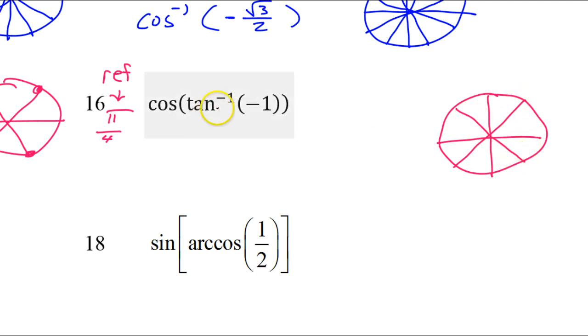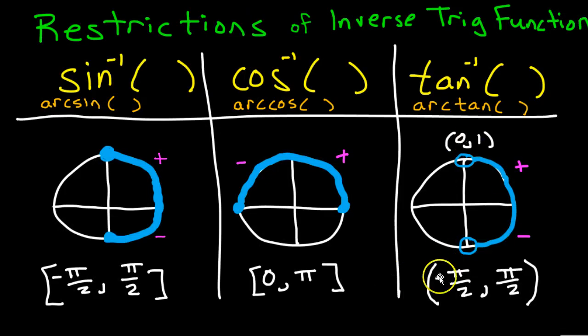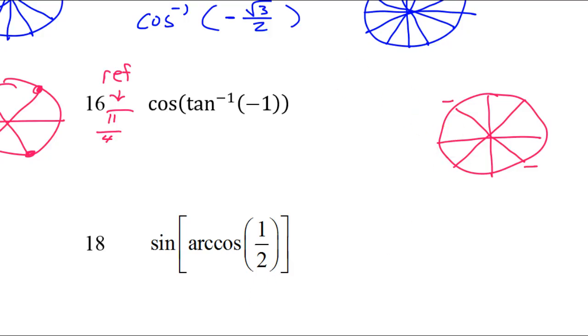Okay, tangent is positive here and here, negative here and here. We want it to be negative, so we can forget about these two. Tangent is restricted to the right-hand side, so we can forget about this one. So this is the answer, negative pi over 4. Okay, that means inside of here we have negative pi over 4.